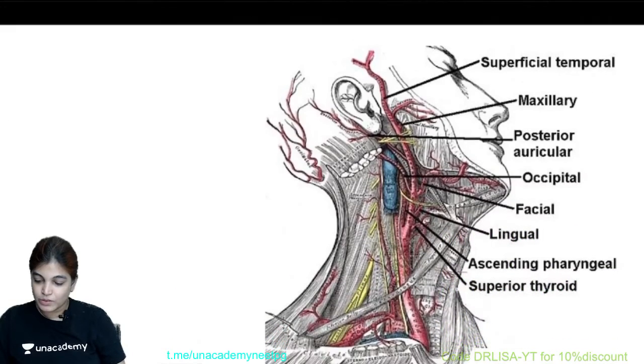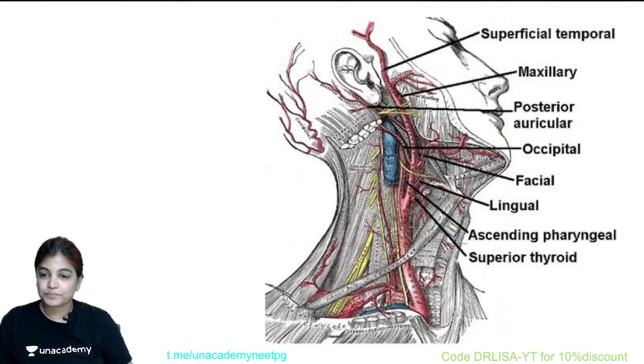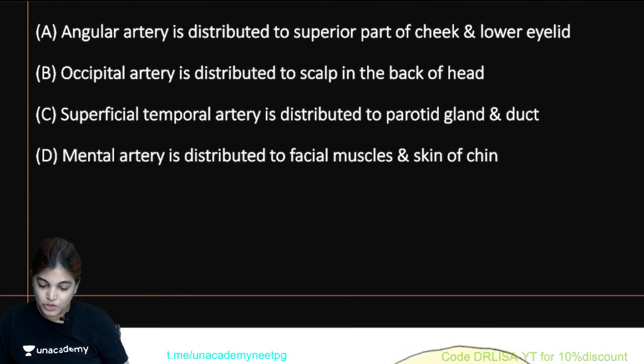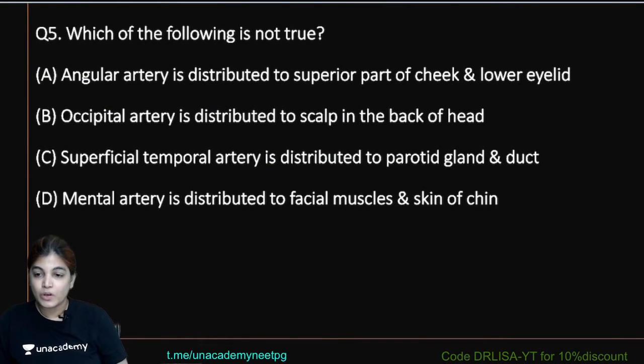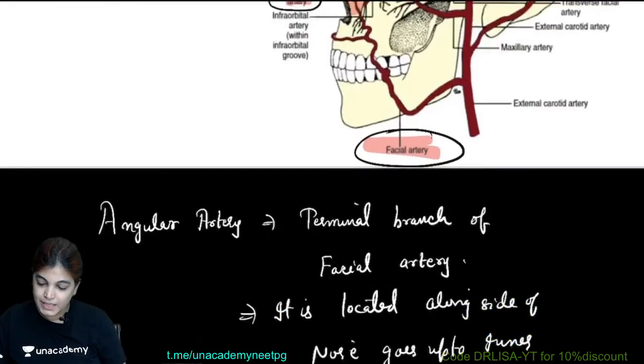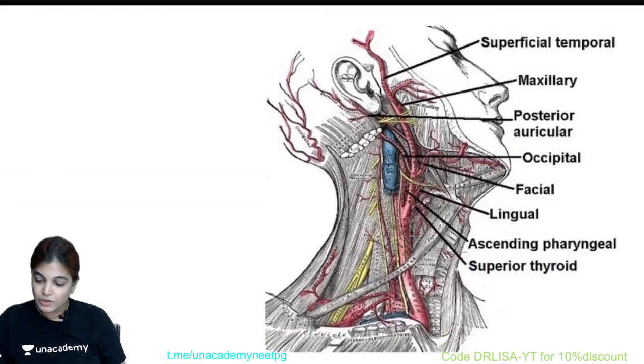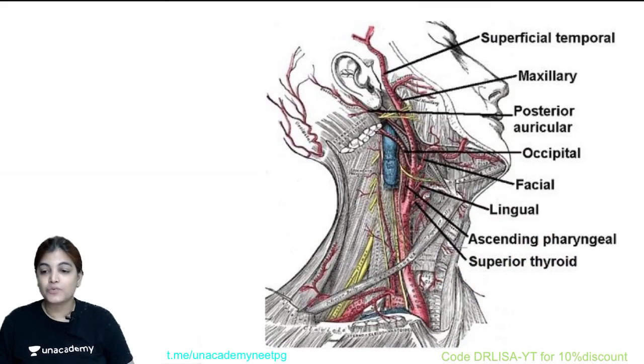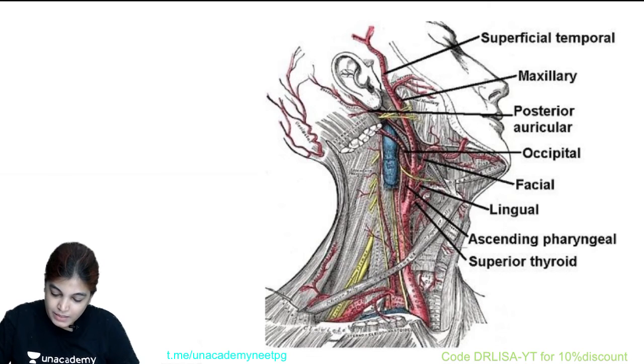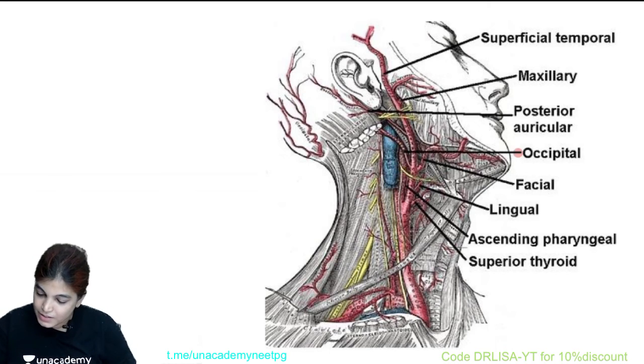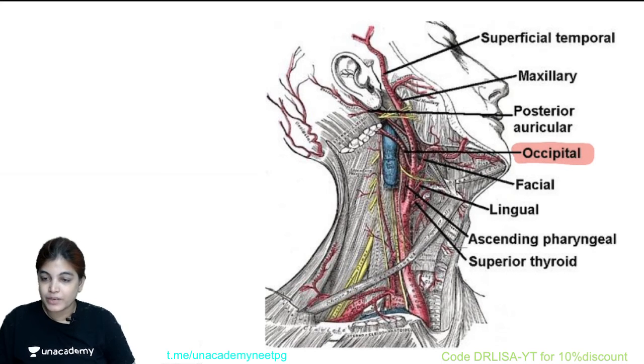Now moving to the second option, which is about the occipital artery. Let me just check. Yes, the occipital artery is distributed on the back of the head. Now as you know, the occipital artery is one of the branches from the external carotid artery. Let's just see the diagram. This is the occipital artery, and it is given posteriorly at the same level where the facial artery is given anteriorly.